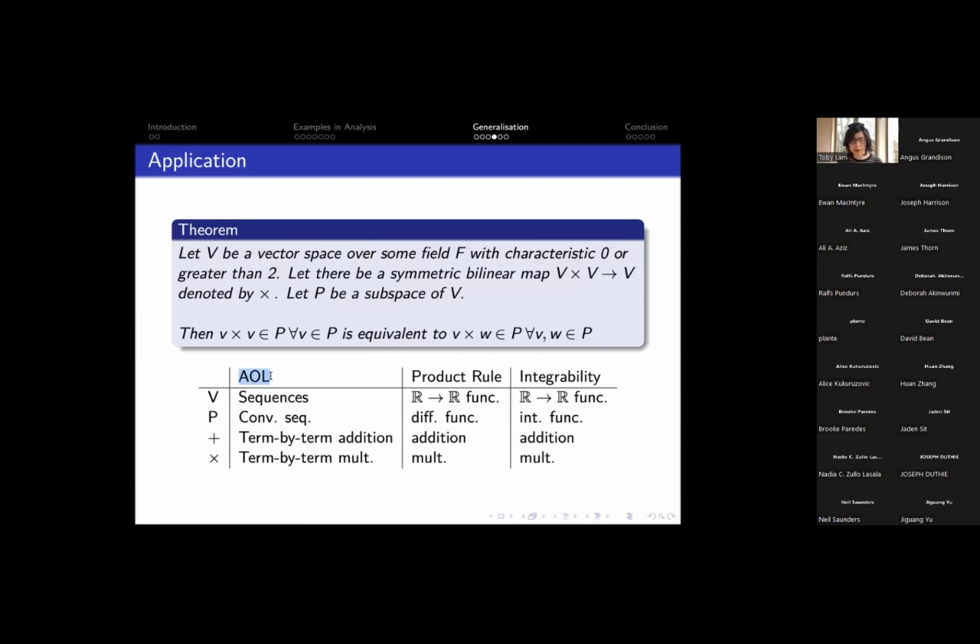So in the last example, we would be considering the space of sequences. The subspace would be convergent sequences. Addition would be term by term addition. Multiplication would be term by term multiplication. And I think this follows naturally from what we've been doing. So let's talk about some quirks of this theorem.